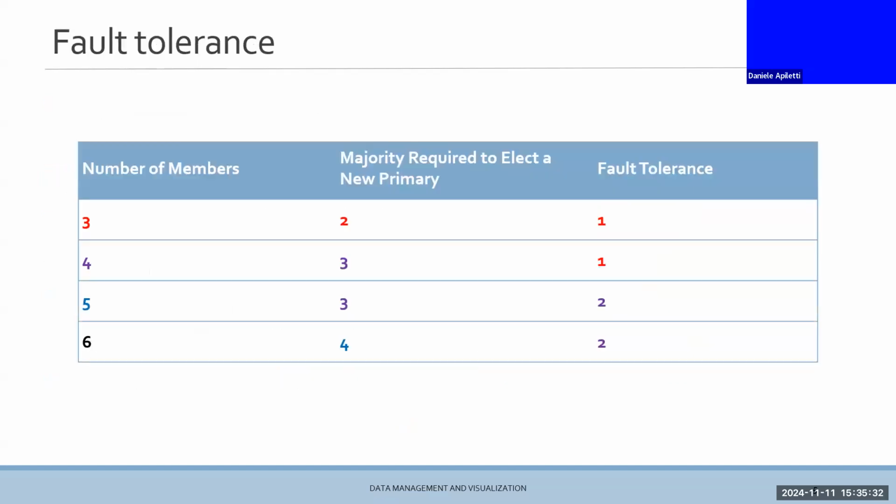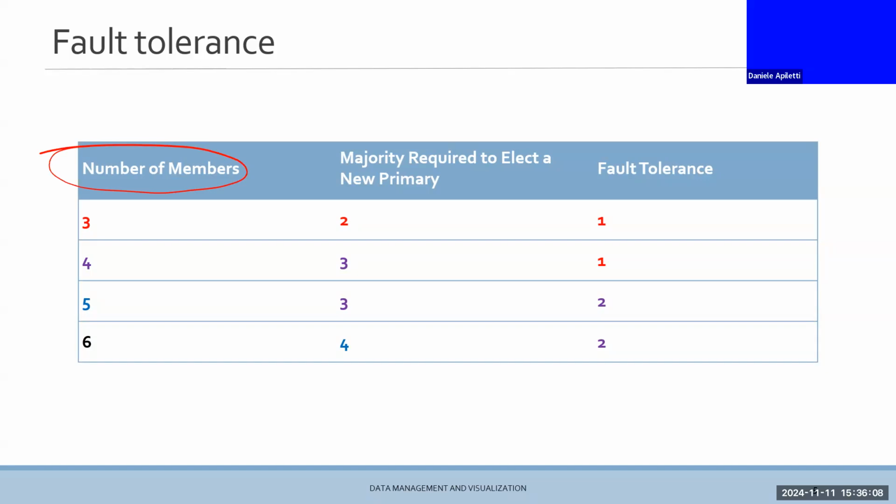Now, this is a table which shows you, given a number of members of the replica set, what happens. I put together one primary and a certain number of secondaries, and also possibly arbiters, okay? Three means 1 primary and 2 secondaries. Four means 1 primary and 3 secondaries. Then when you have a lot of nodes, you can also have arbiters. The problem with arbiters is that they have no data.